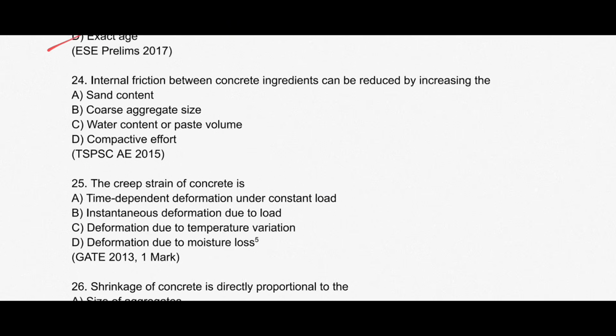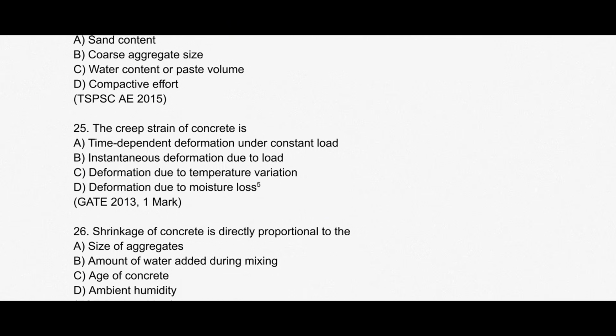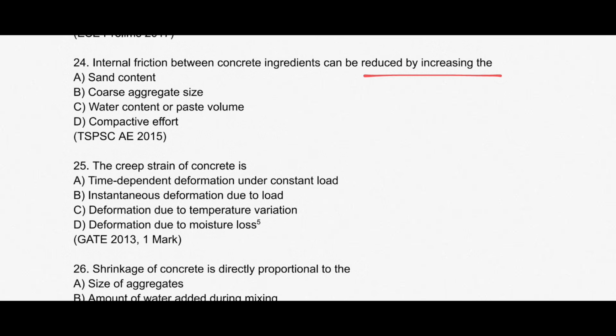concrete. 24th question. Internal friction between concrete ingredients can be reduced by increasing the option A sand content, option B coarse aggregate size, option C water content or cement paste volume, option D compactive effort. So the answer is option C, that is water content or paste volume. To reduce internal friction, we have to increase the water content or cement paste volume. If we increase it, we can reduce the internal friction between the concrete ingredients.